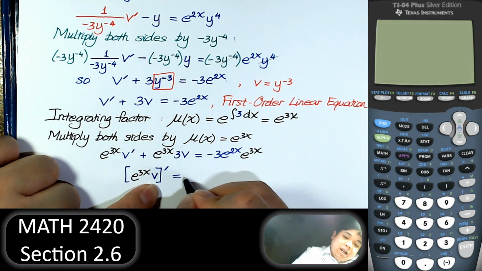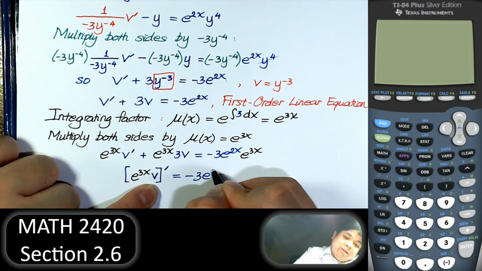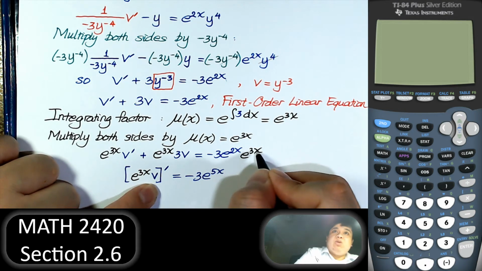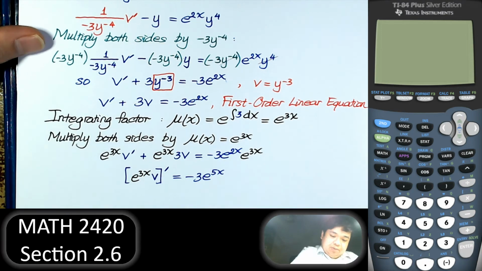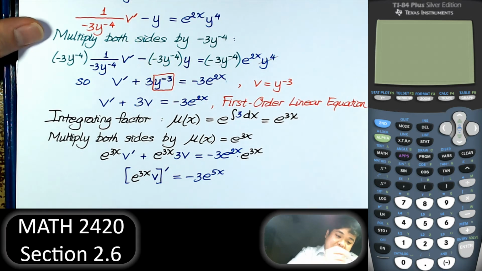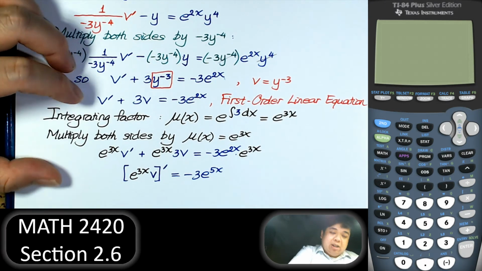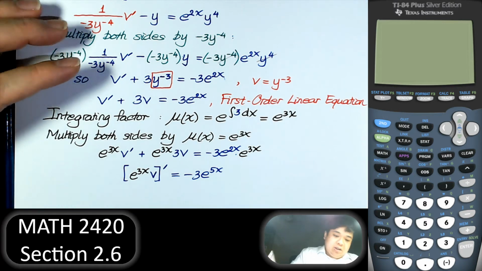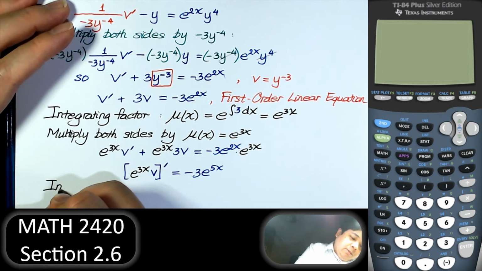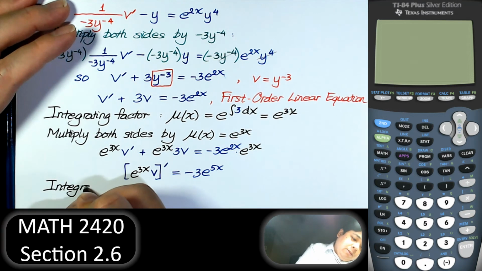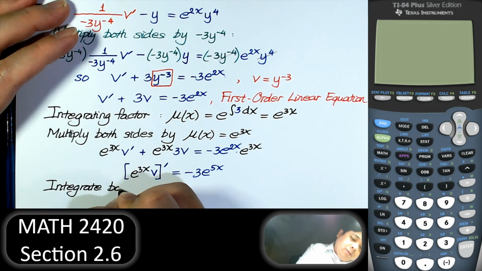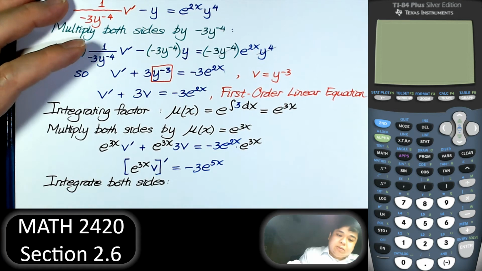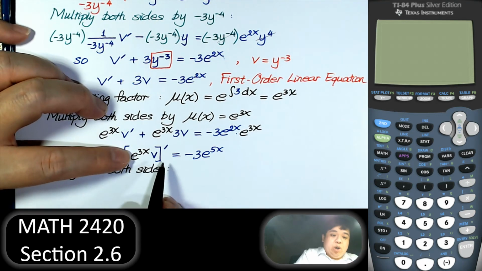The right hand side gives us negative 3 e to the 5x. Yeah, 2x plus 3x is 5x. When we multiply them, we add the exponents. Right, now we just integrate both sides. Integrate, we undo the derivative.